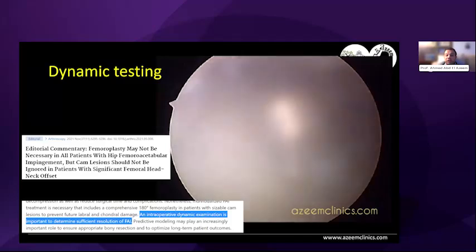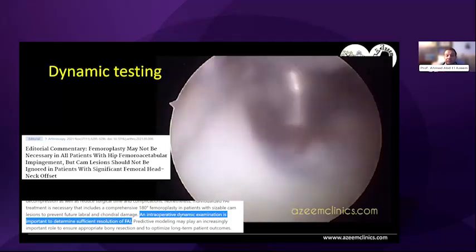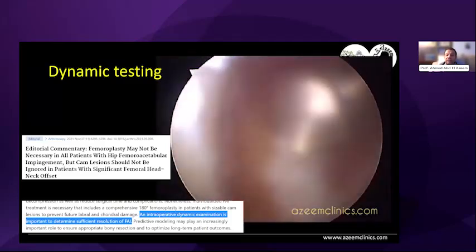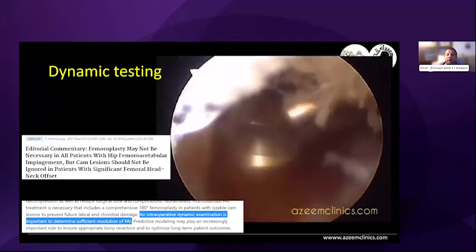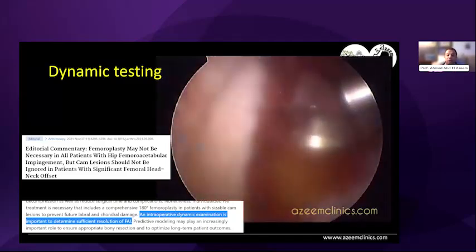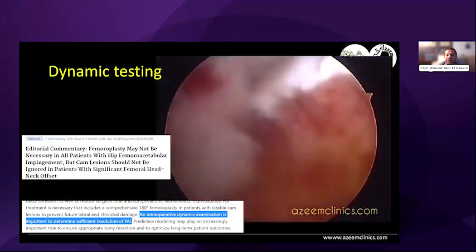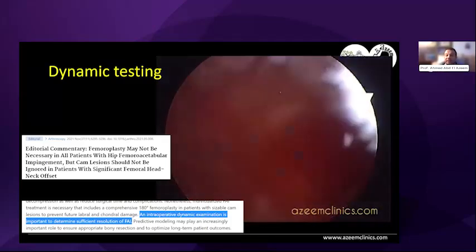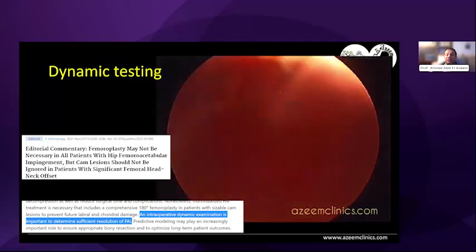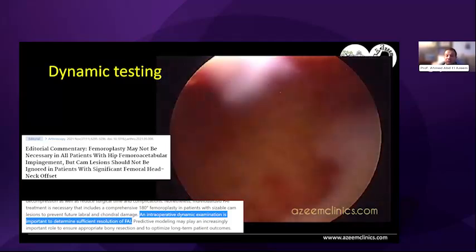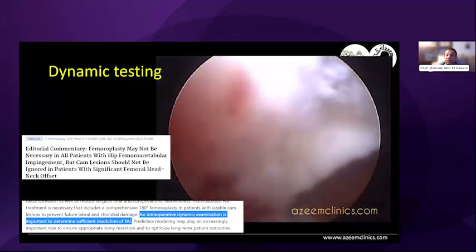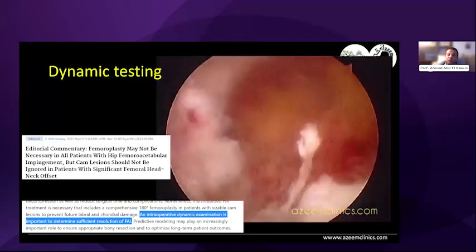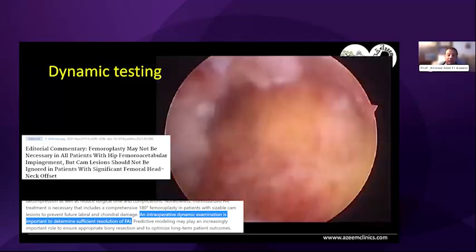And once you finish, to make sure that you excise the proper diameter and the proper boundaries of the cam, and you excise it completely, you have to do a dynamic test. So while rotating the hip, flexing and extending the hip, to make sure that there is no cam left medially, laterally, distally. So intraoperative dynamic examination is very important.